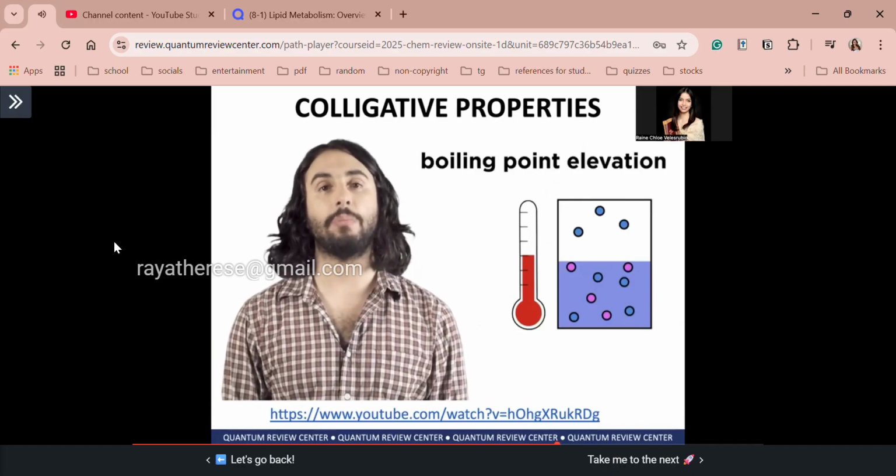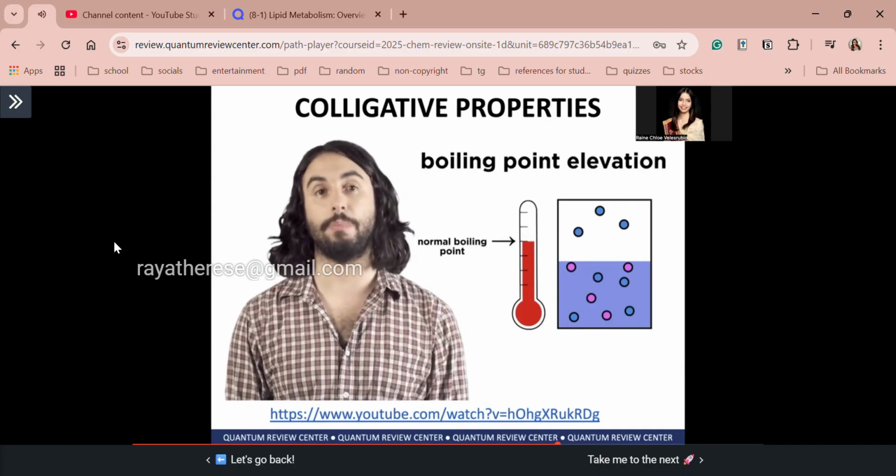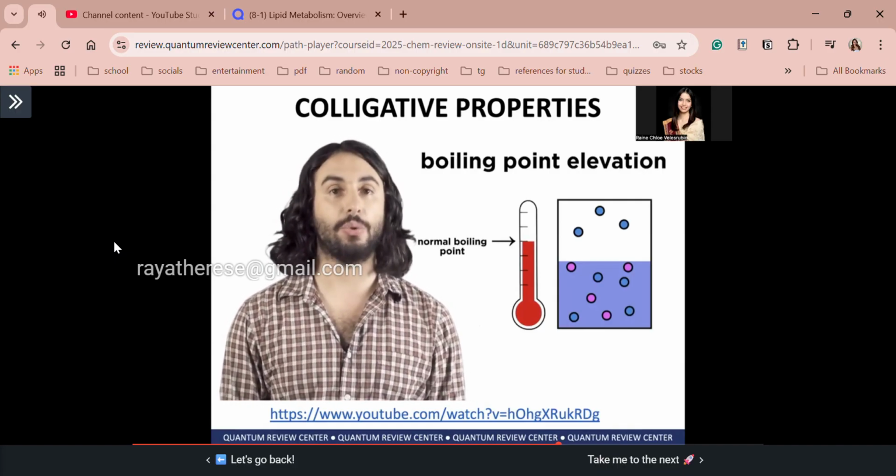A similar phenomenon is that of boiling point elevation. When a solution is raised to the temperature at which the solvent should boil, again, there are solute particles blocking the solvent molecules from going into the gas phase.